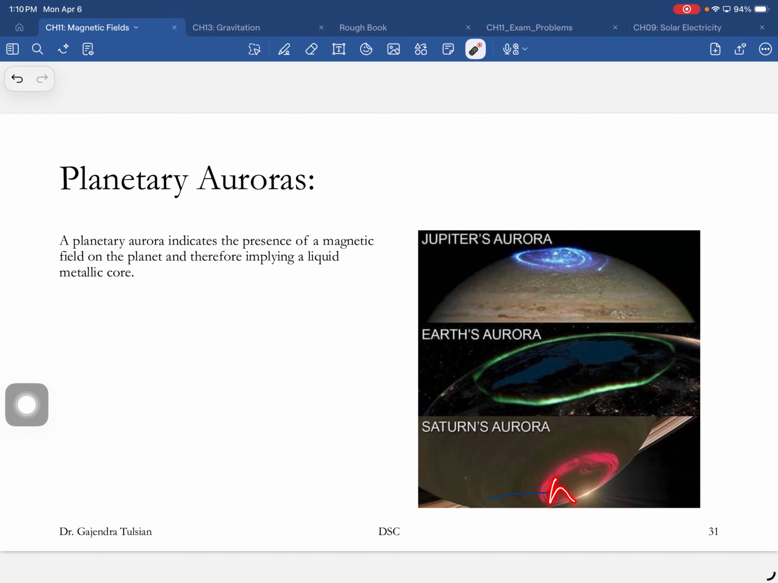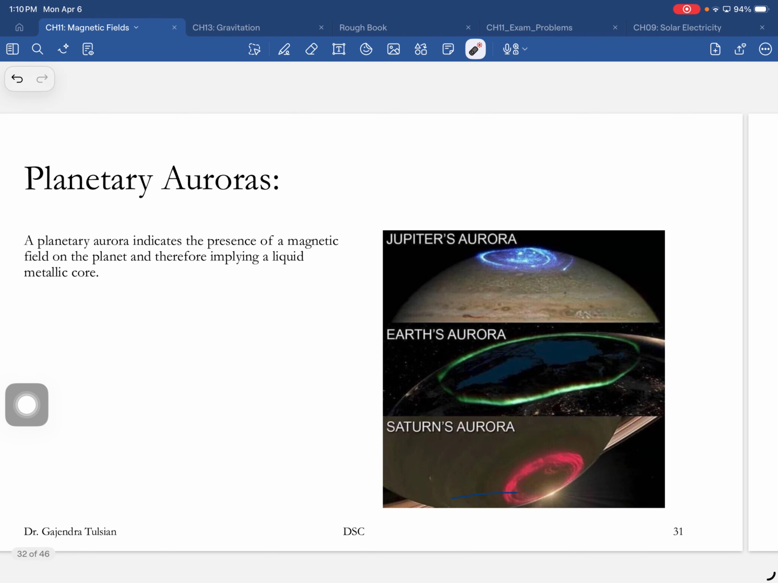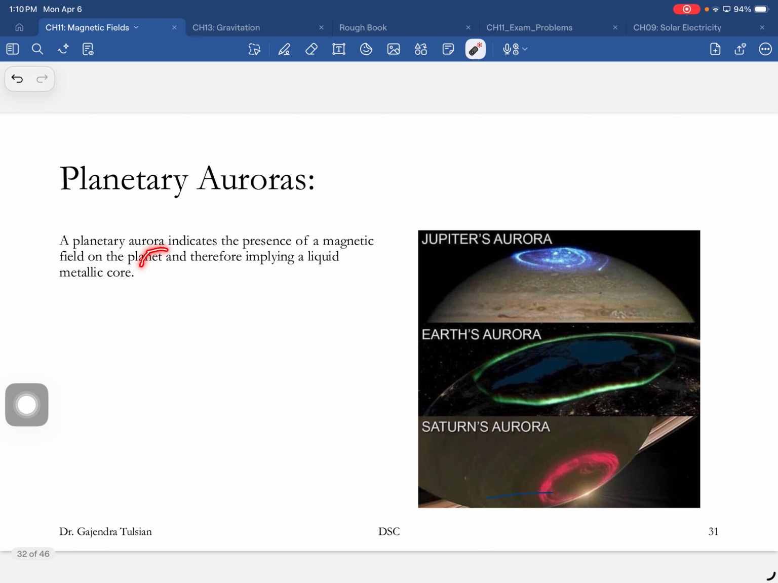Okay? So that's why we look at that. A planetary aurora indicates the presence of a magnetic field on the planet, and thereby implies a liquid metallic core.